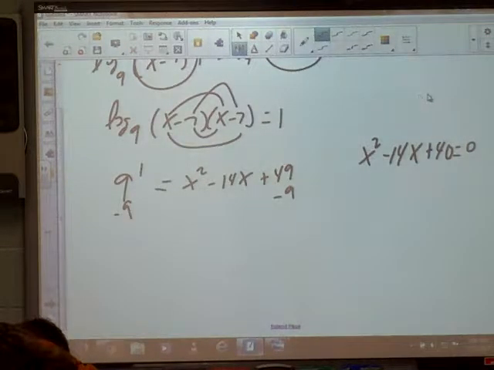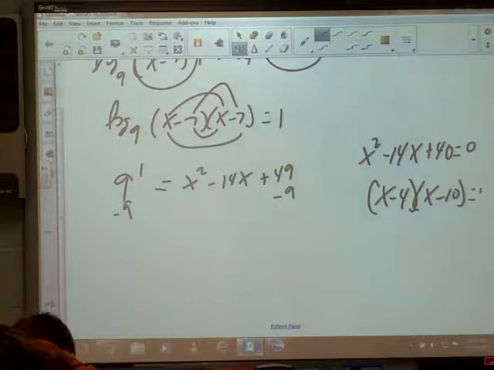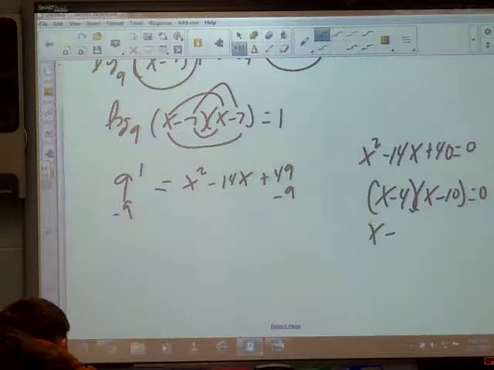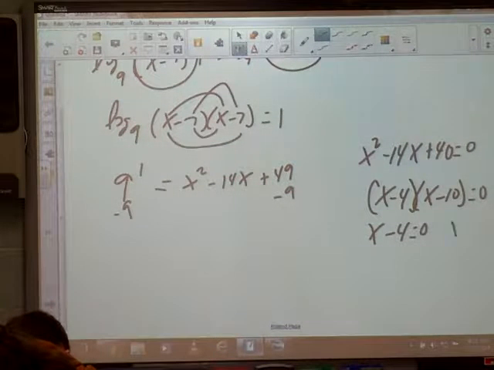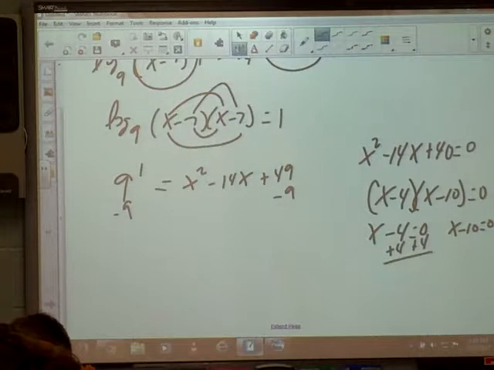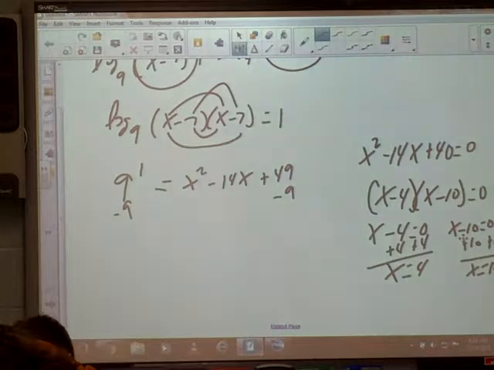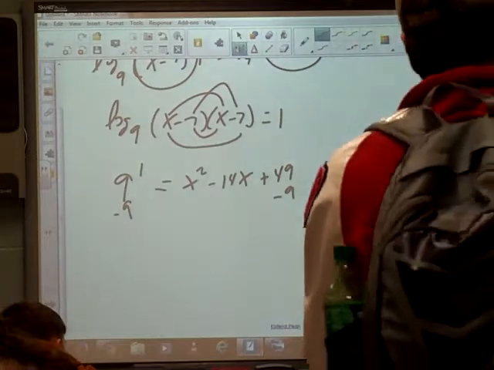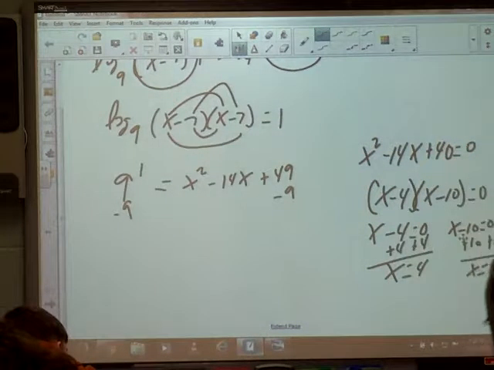A times c, the factors of 40 that add to negative 14 were negative 4 and negative 10. So then I just set both of those equal to 0 and solved them. So add 4, I got 4. And add 10, I got 10. Now when I looked for the choice on that, both of them were a choice. So that was telling me that one of them wasn't going to work.